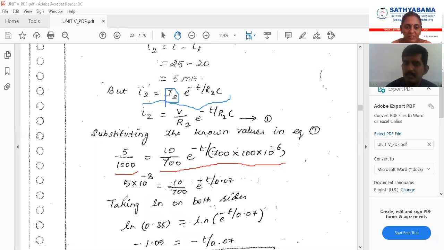So this is going to be 5 into 10 power minus 3 is equal to 10 by 700 e power, after simplification, e power minus t divided by 0.07. Now I have to remove this exponential term, right? To remove the exponential term I have to take the natural logarithm. So ln of 0.35 is equal to ln of e power minus t by 0.07.